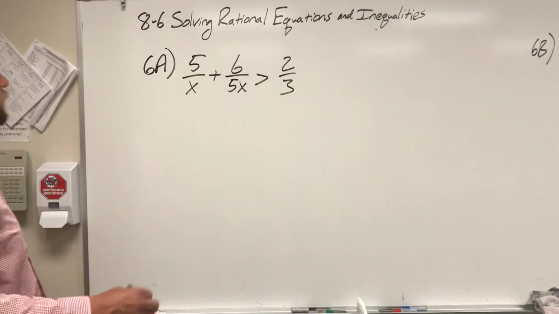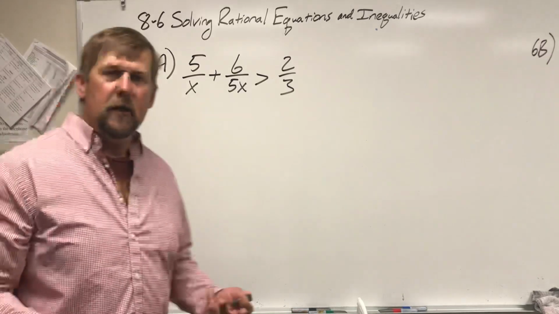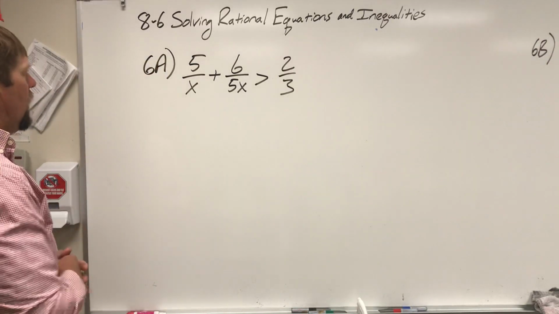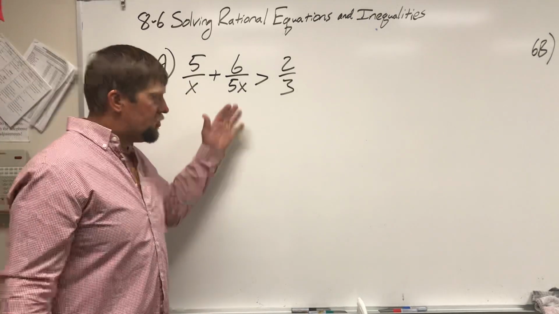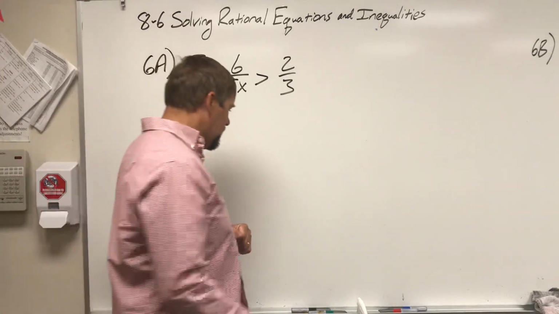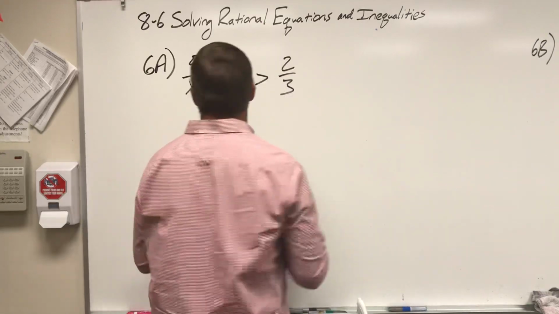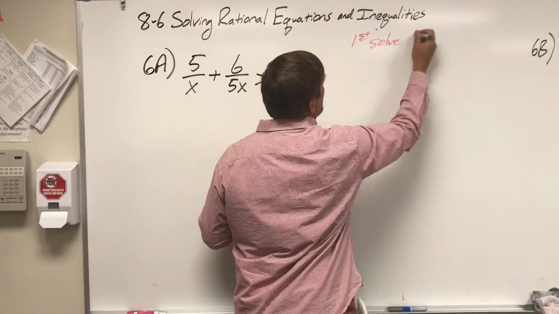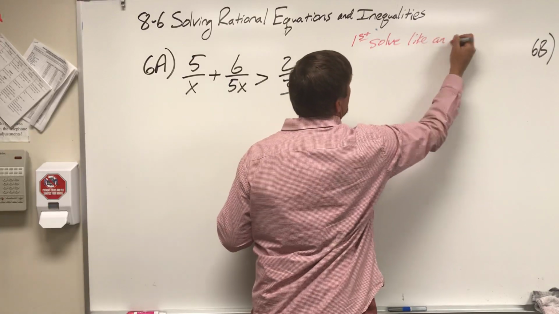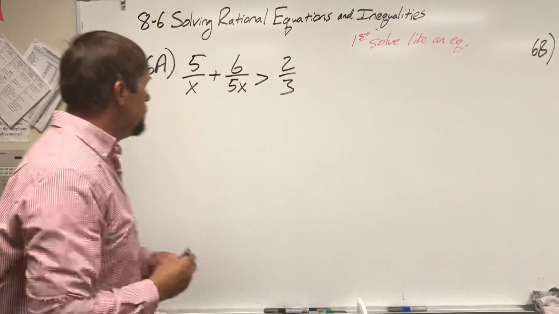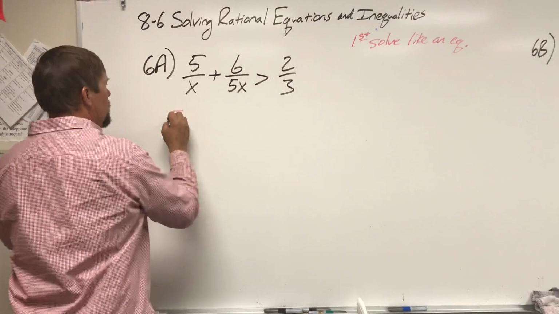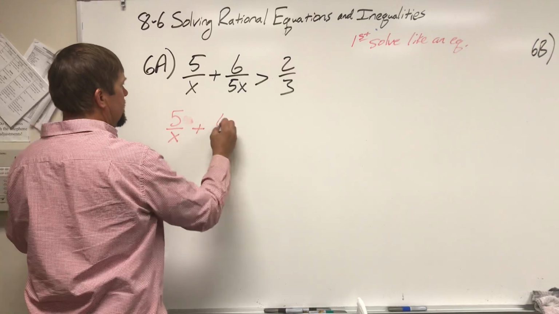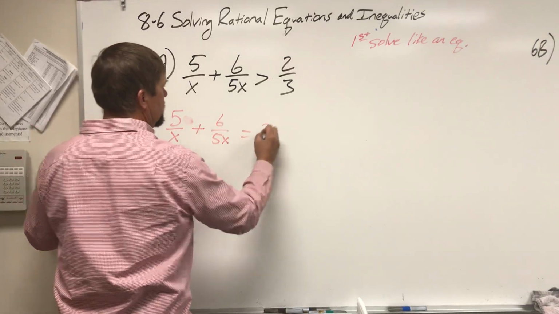All right, so when we start with solving a rational inequality, we're going to treat it like an equation. So we're going to solve it just like an equation. That's our first step, to solve like an equation. So we basically set it equal. We've got 5 over x plus 6 over 5x equals 2 over 3.